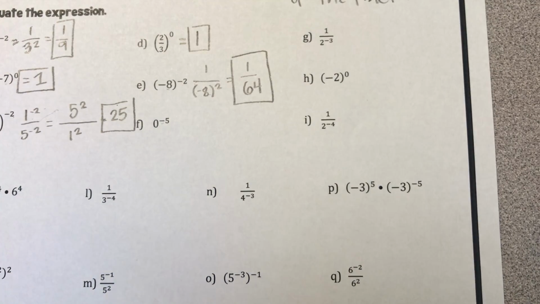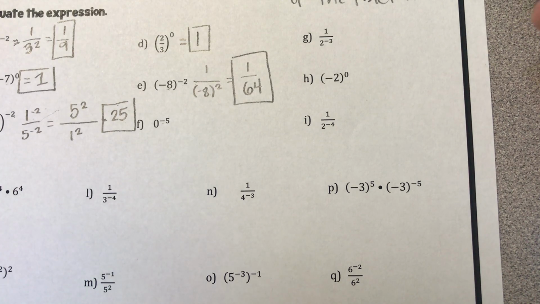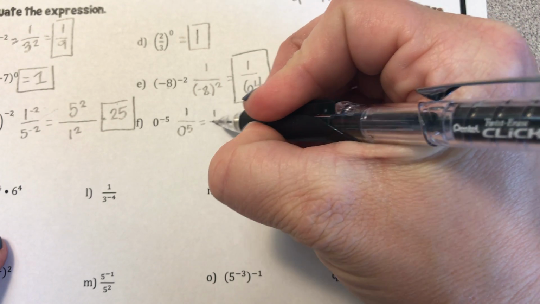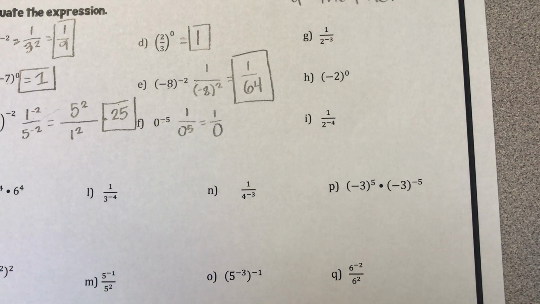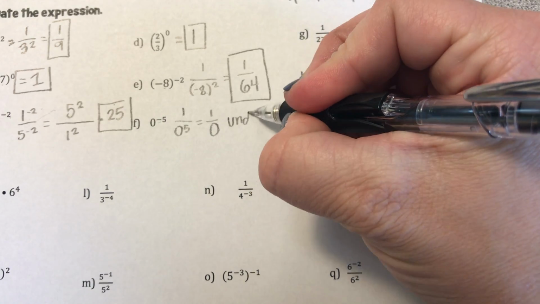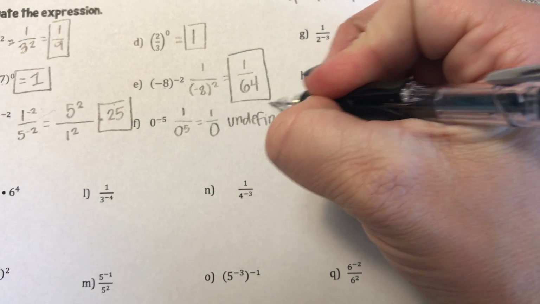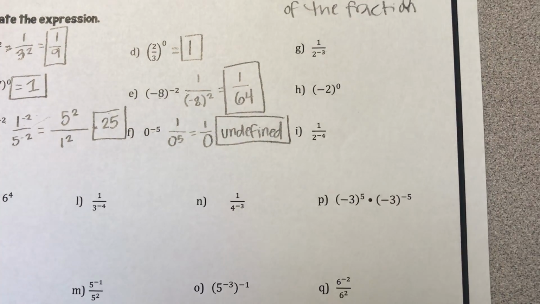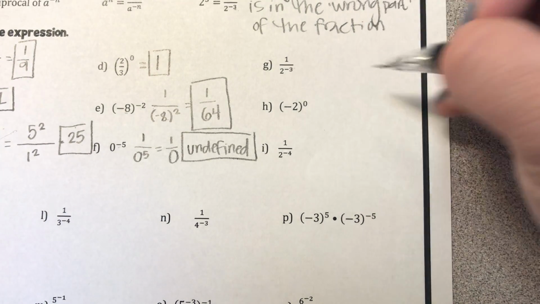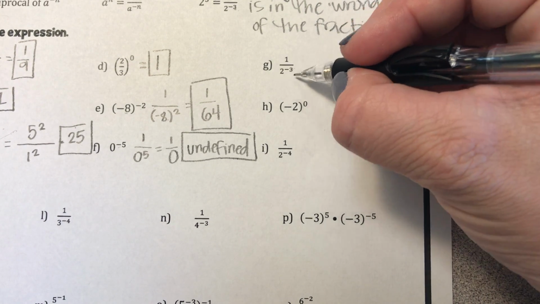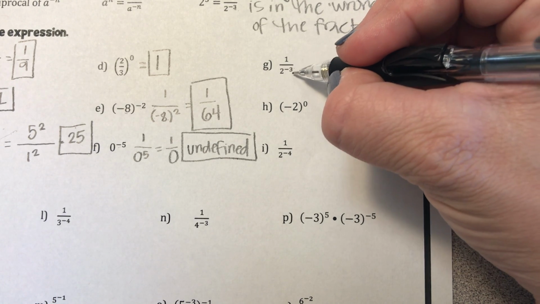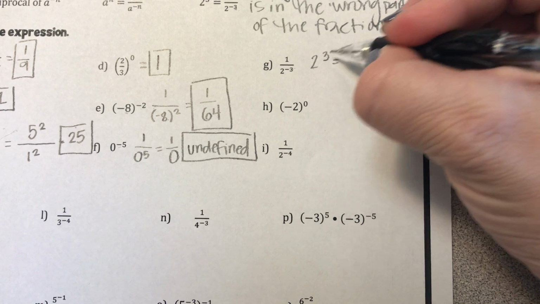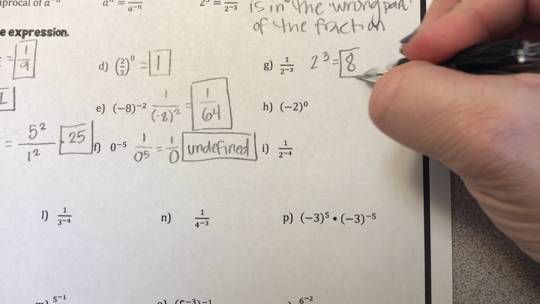Let's look at letter F. It's 0 to the negative 5th power. So that means it's 1 over 0 to the 5th. Can you ever have 0 in a denominator? No. We are going to write undefined. Let's look at letter G. We have 1 over 2 to the negative 3rd. It's like, hey, I'm a negative exponent, I'm in the wrong part of the fraction. Move me up here so my exponent can be positive. So it's just 2 to the 3rd. 2 to the 3rd power is 8. The end.